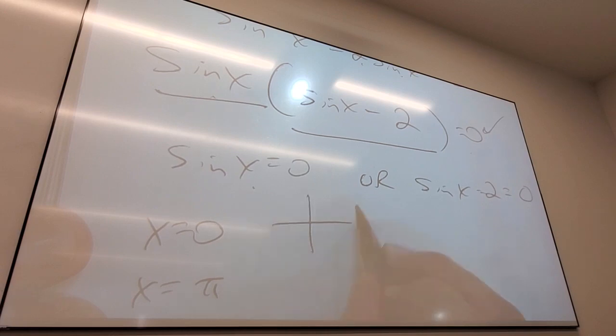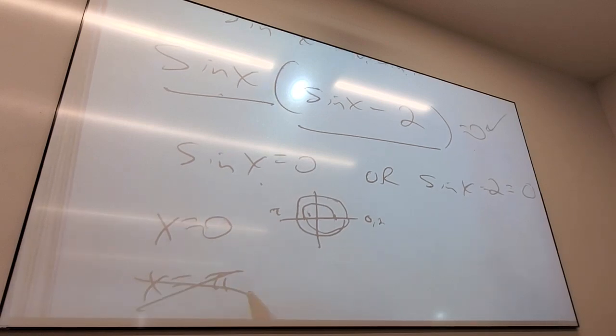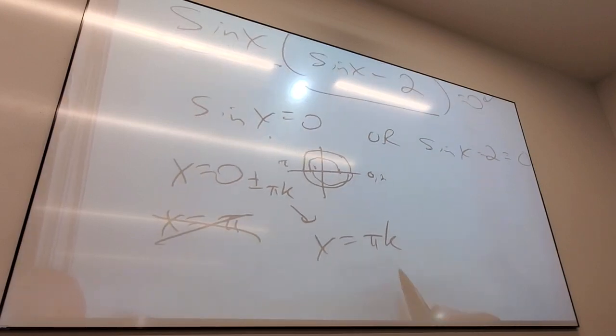And just a real quick thing. Here's 0, here's pi. If I move around, do I have to go the full way or can I pick up an answer as I go? Pick up an answer. Do you guys see that? How far apart is 0 and pi? Pi. How far apart are pi back to 0 again? Pi. So if I just go forward or backward a multiple of pi, I pick up all the answers. So I don't need to go all the way around. I just do 0 plus or minus pi k. So I get x equals pi k.